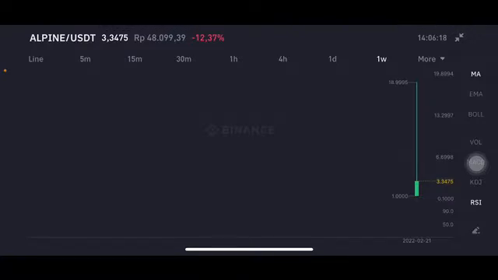If you joined the Launchpad, you could get the Alpine, and this is the first week it is trading on Binance. The first launch on Binance for trading made the price pump up to 18.99 US dollars, but now it has dropped, already going to 3.3488.